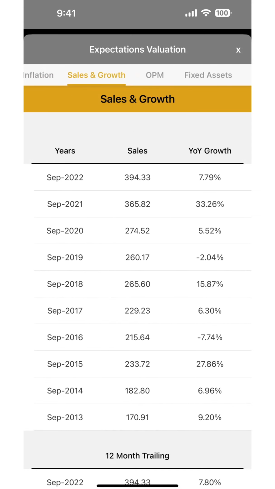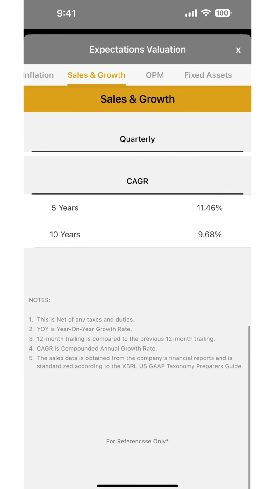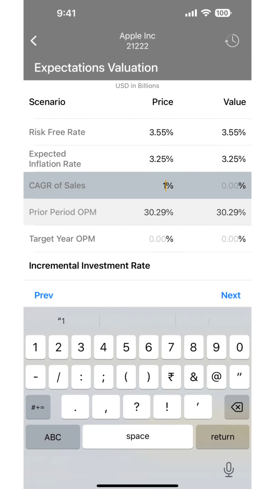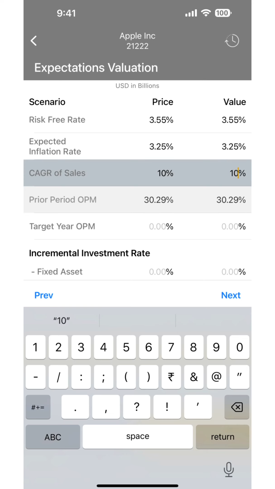The sales and growth in the history section shows that Apple has grown by 11.46% CAGR during the past 5 years and by 9.68% during the past 10 years. We are assuming the company will grow at a CAGR of 10% for the next 10 years.